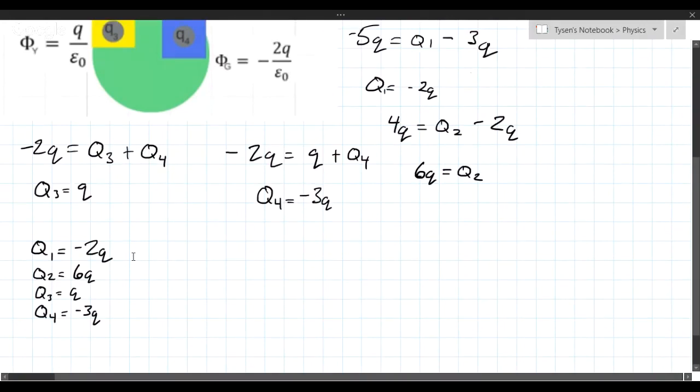So our result comes out as Q1 is negative 2Q, Q2 is 6Q, Q3 is just Q, and Q4 is negative 3Q.